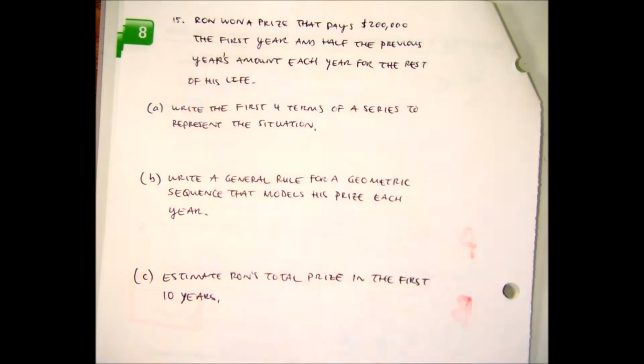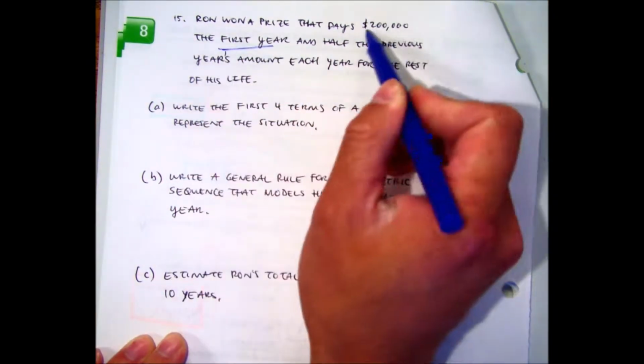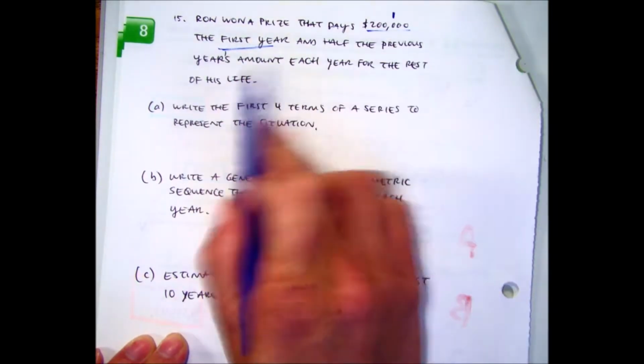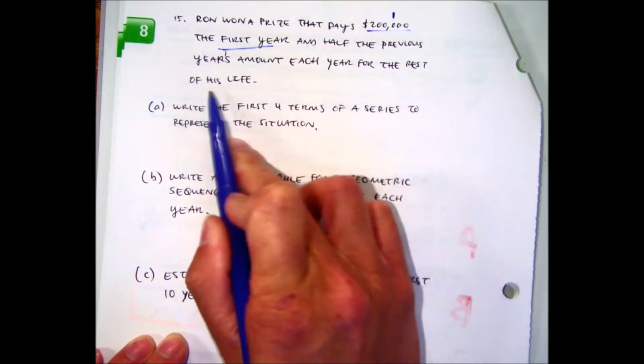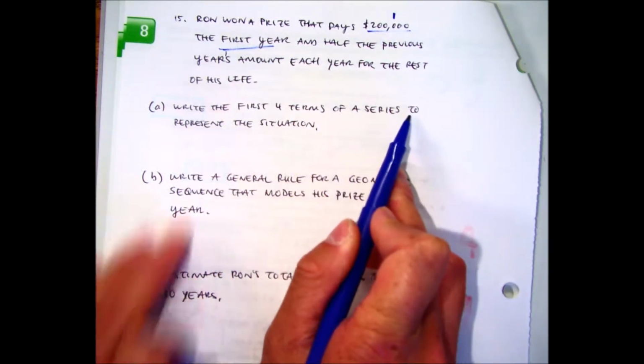Ron won a prize that pays him $200,000 the first year. So when I see the first year, I think of the first term. And half the previous year's amount each year for the rest of his life. Write the first 4 terms of the series to represent the situation.